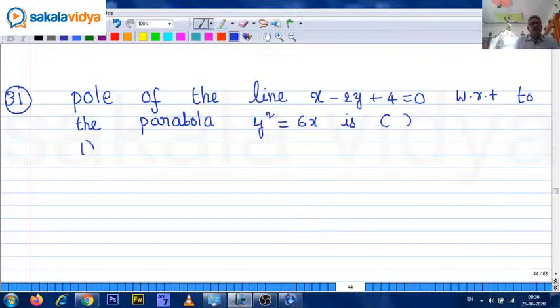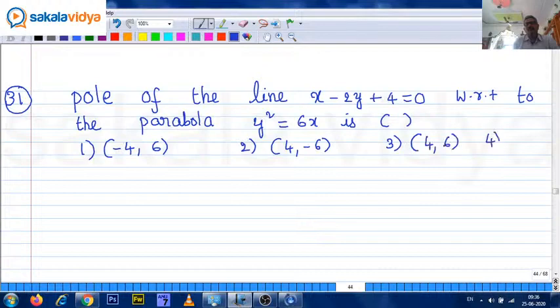First option is minus 4 comma 6. Second one 4 comma minus 6. Third one 4 comma 6. Fourth option minus 4 comma minus 6. This is the question.